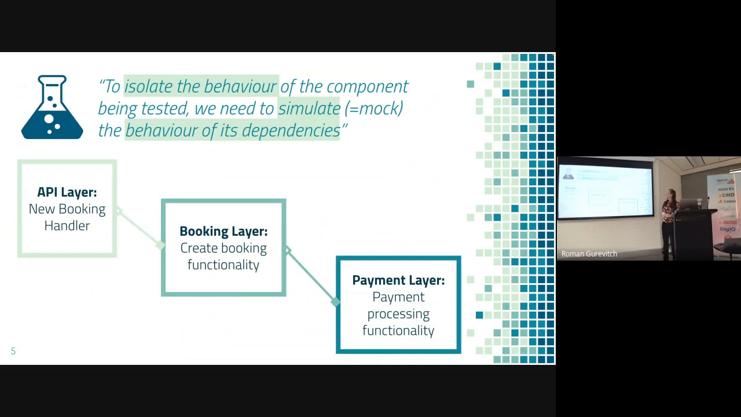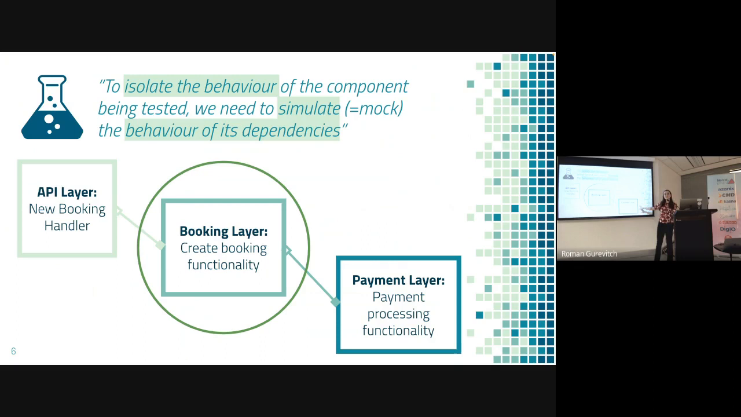So that's the repository we'll be working with today in my live demo. It's a very simple booking API. We have the API layer, which has a new booking handler that then calls the booking layer, which creates the booking functionality, and that then calls the payment layer, which processes the payment. So, a simple setup. We want to focus on unit testing the booking layer. That's what we care about. So unit testing is all about testing a small component, and we want to be in full control of anything that component is handling, be it what's calling it or whatever its downstream services are.